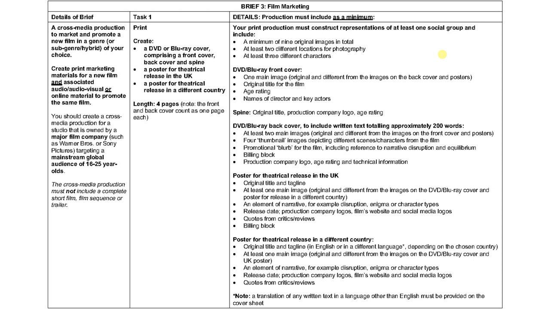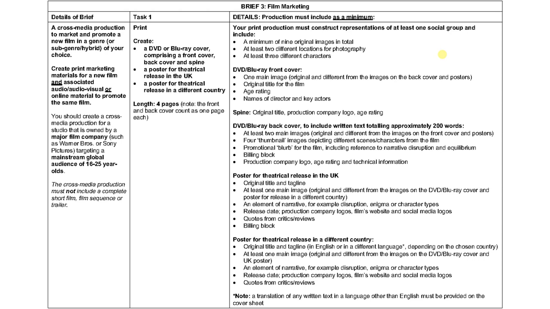Now, details of the production must include as a minimum. Remember, if you don't do all of these bullet points, you don't pass. So the print production must construct representations of at least one social group, whatever that might be. Teenagers, males, females, I don't know, a subculture of some kind, whatever.